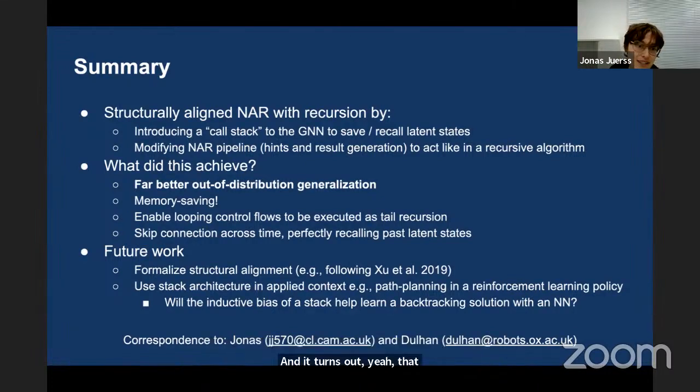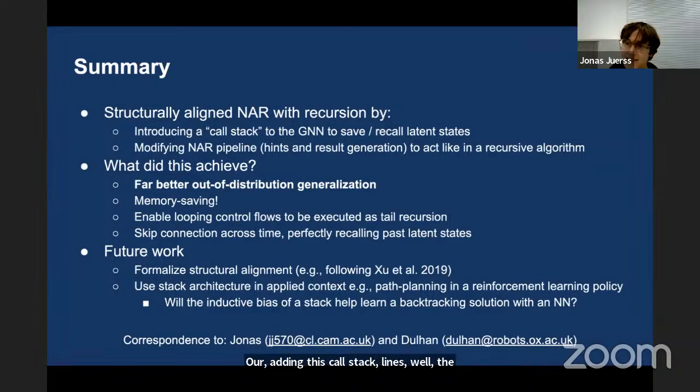Now, what would be interesting as future work is, for one, you could formalize the structural alignment of that. So it has been shown that GNNs align well with dynamic programming, for instance. So now it would be interesting to also formally show that adding this call stack aligns well with recursive algorithms.